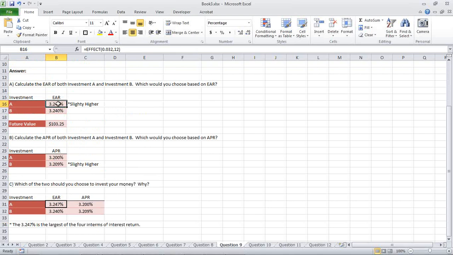Again, this is a little more confusing than the other ones. Things you have to watch out for. Make sure we're using the correct effect formula in question A, finding the future value so we can calculate the APR in question B.